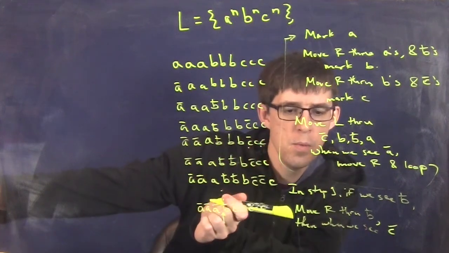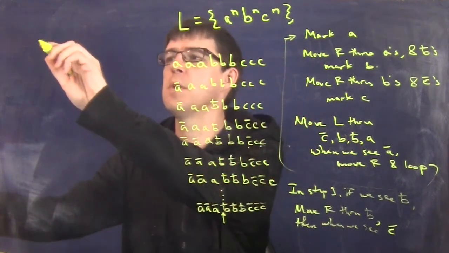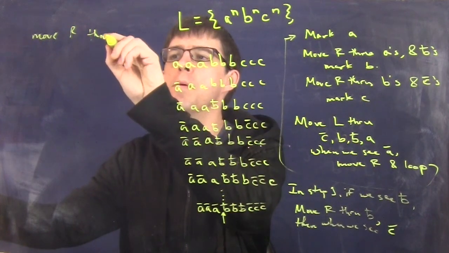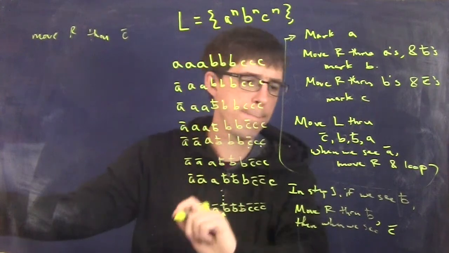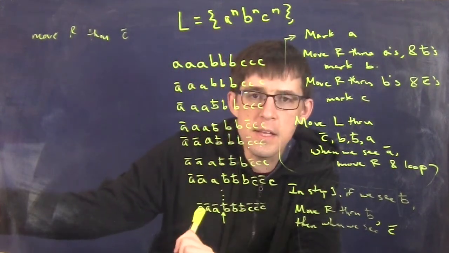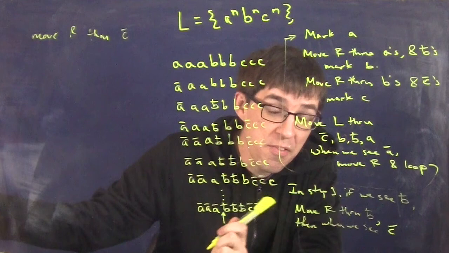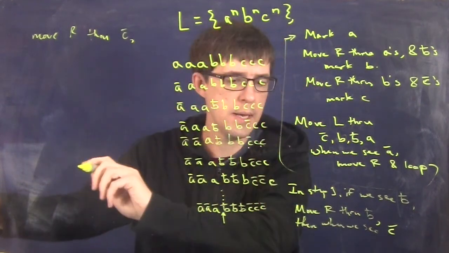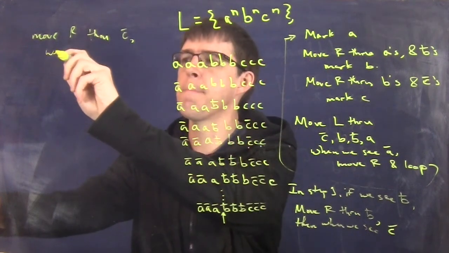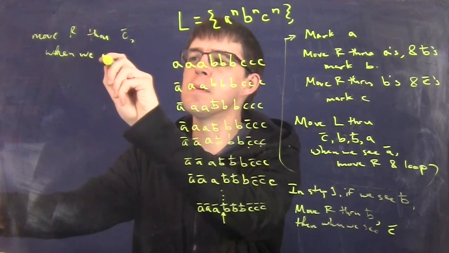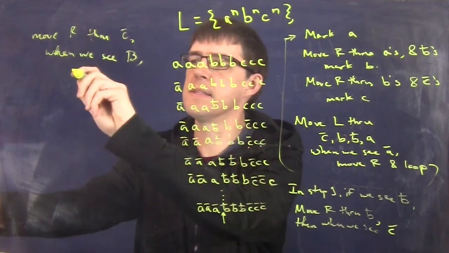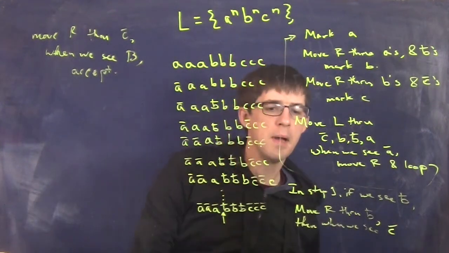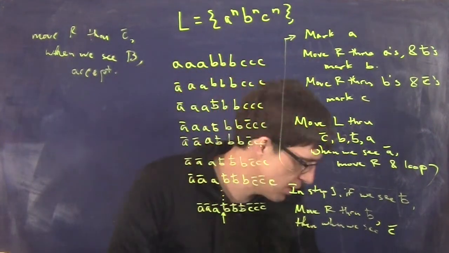Sorry about that. When we see a C bar, we're going to move right through other C bars, right? And if you finally get to blank, that means you're really done, and everything must have been marked properly because you checked it, right? So move to the right through C bar, and then when we see blank, accept. All right, and this is the idea in words of how this machine is going to work.